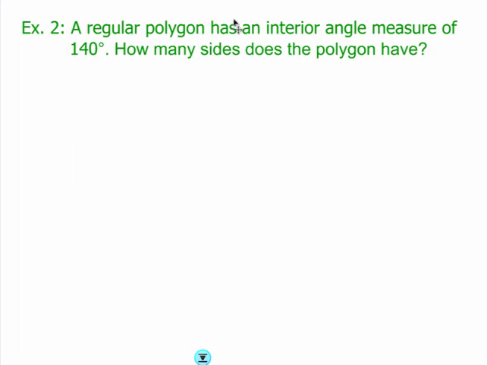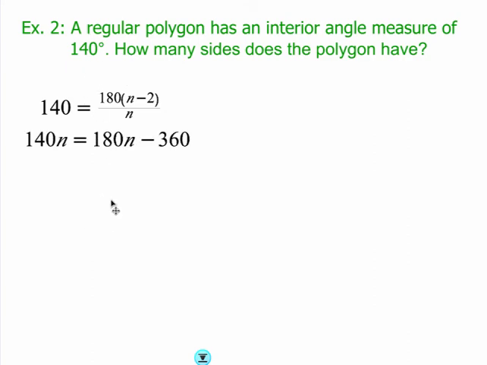Example 2 says, a regular polygon has an interior angle measure of 140 degrees. How many sides does the polygon have? So this is going the other way, and there are 2 ways to do this problem, and I'm going to show you both. First way, I know that 140 equals 180 times n minus 2 over n using our formula. I'm just going to solve this equation. Multiply by n on both sides, I get 140n. On this side I just distributed, so I get 180n minus 360. Add 360 and subtract 140n on both sides, you get 360 equals 40n. Divide by 40 and you get that n is 9.